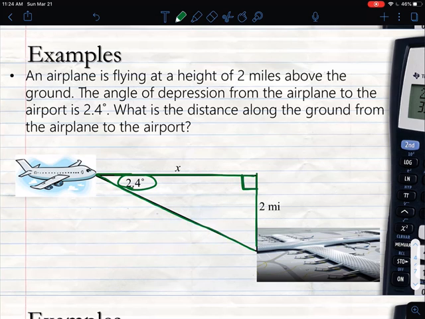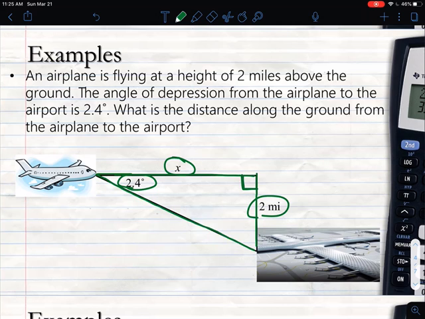So we could use this right triangle here. We know that the height of the plane is 2 miles. Now, the reason I don't like this is that we have the 2 miles way over here, nowhere close to the airplane. And so the height is 2 miles, and we want to know the distance along the ground. Well, the distance along the ground is labeled up here, which is nowhere near the ground.